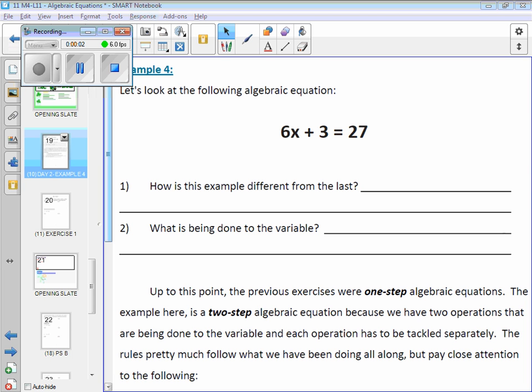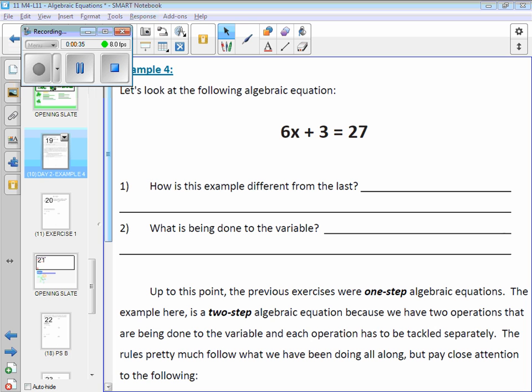All right, is everybody on page 10? How does this equation differ from what you did yesterday and the first half of today? Nicole. One more time because I didn't hear you. You're doing two things to the variable. What are you doing first to it? By how much? Because everybody see you have that 6x, which means you're multiplying it by 6. And then you're doing what? You're adding 3 to it.